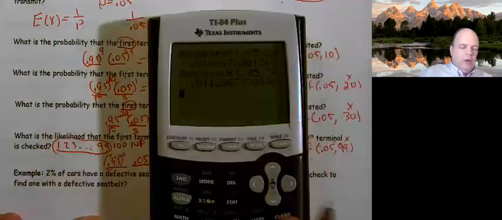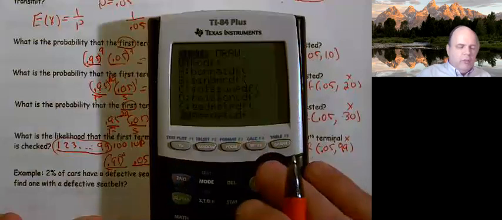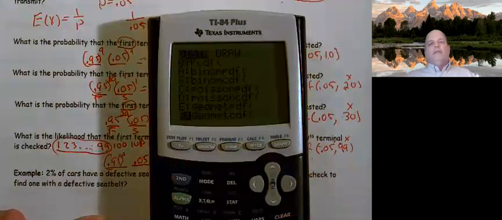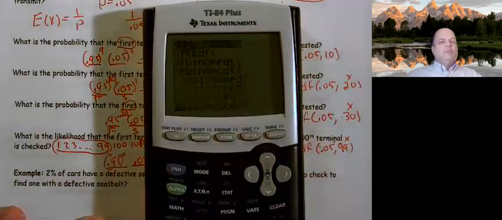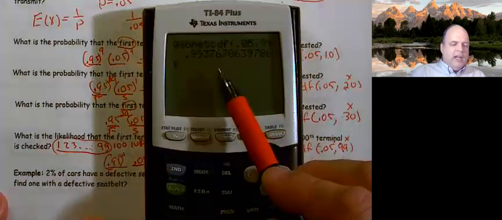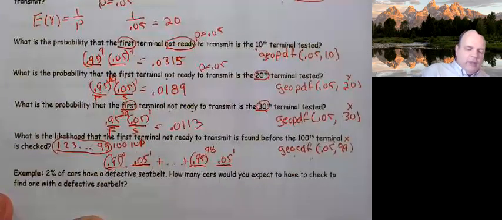So we're going to plug that into the calculator. And here we go. Second vars, geometric CDF, which is letter F. And our p-value is 0.05. Our x value in this case is 99. And we end up getting 0.9937.